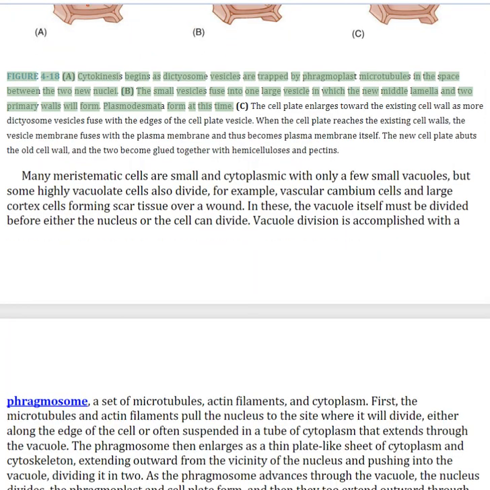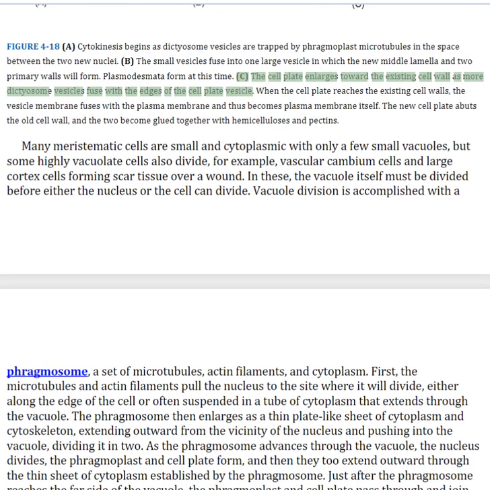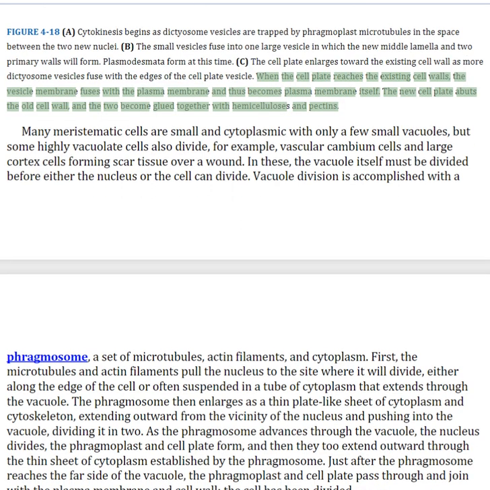Figure 4.18: Cytokinesis begins as dictyosome vesicles are trapped by phragmoplast microtubules in the space between the 2 new nuclei. The small vesicles fuse into one large vesicle in which the new middle lamella and 2 primary walls will form. Plasmodesmata form at this time. The cell plate enlarges toward the existing cell wall as more dictyosome vesicles fuse with the edges of the cell plate vesicle. When the cell plate reaches the existing cell walls, the vesicle membrane fuses with the plasma membrane and thus becomes plasma membrane itself. The new cell plate abuts the old cell wall, and the two become glued together with hemicelluloses and pectins.